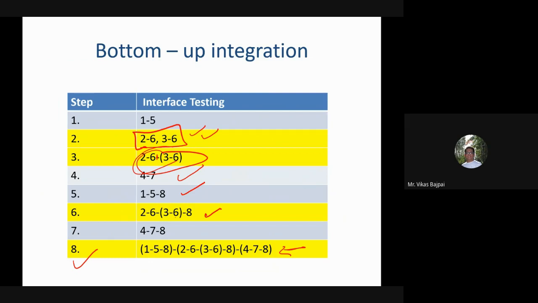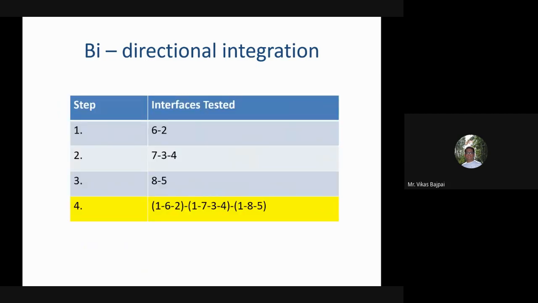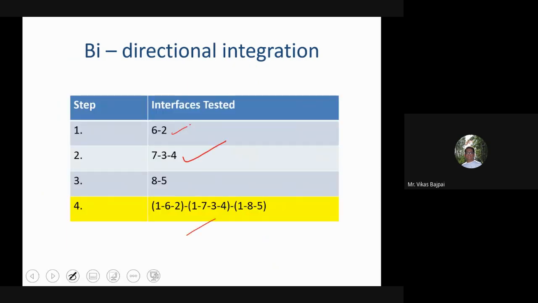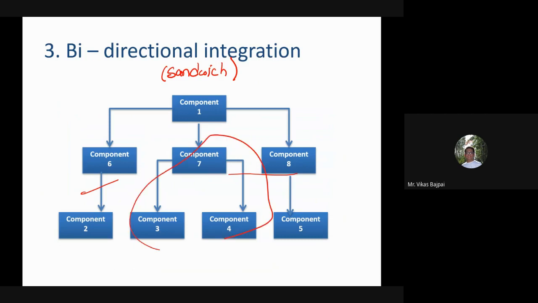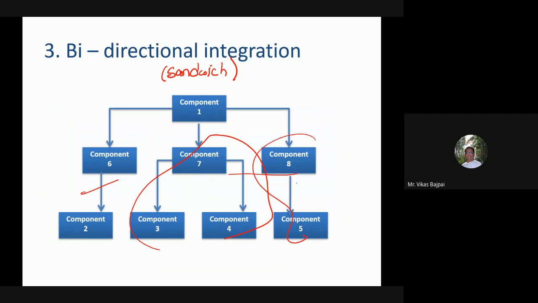In the next part, which is your bidirectional, as we said, bidirectional is also called sandwich because we are going ahead with integration testing from both the directions. So what we're doing is we took this step 6-2, right? We went for testing this, and 734 tested this, and 8-5 tested this, and the combined one.